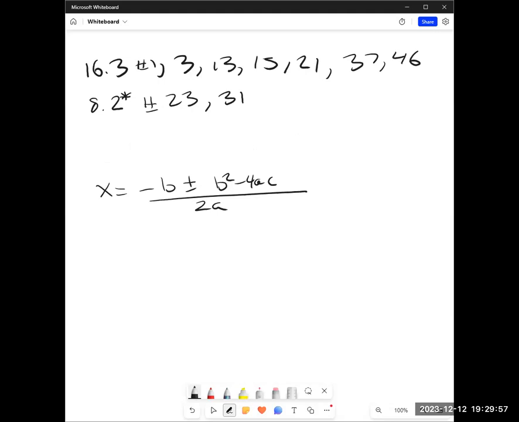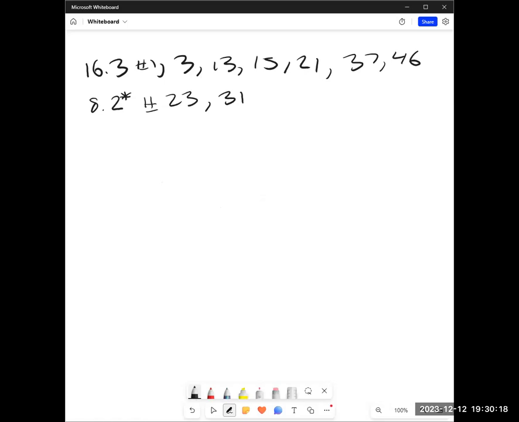I've written the problems out for you already. There's lots of problems. These problems from 8.2, we changed the directions. That's what the little star means. But the main section that the problems are going to come from is 16.3. So let's go ahead and get started here.